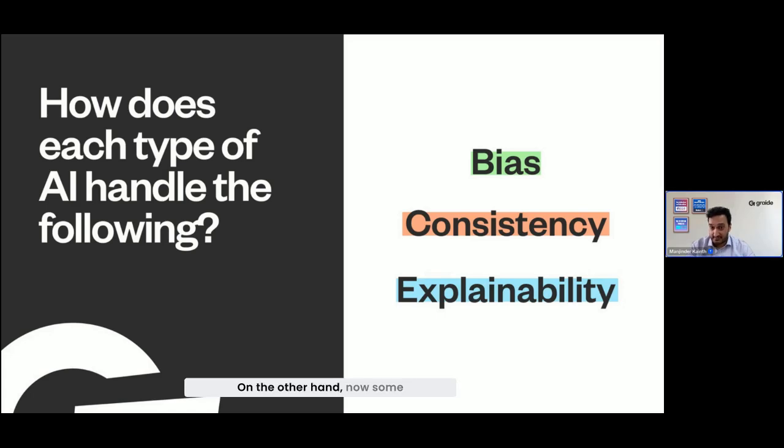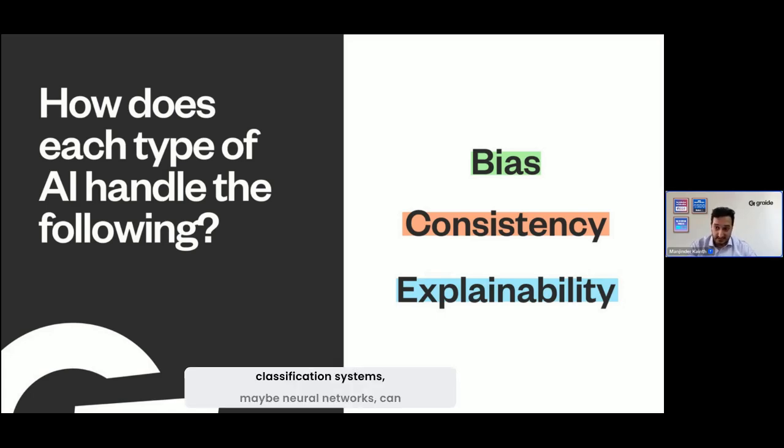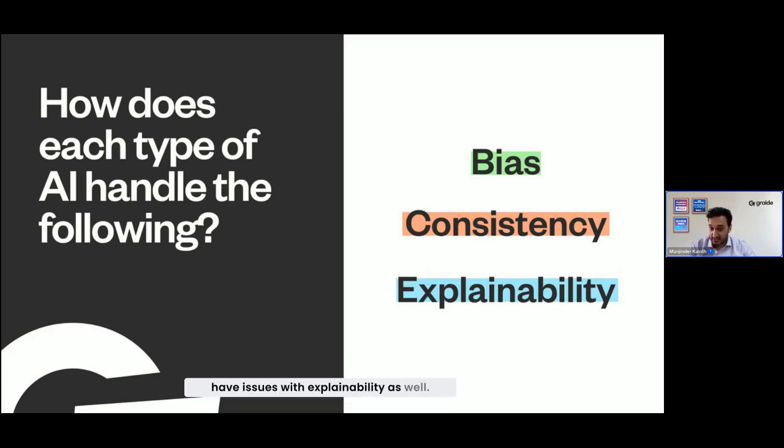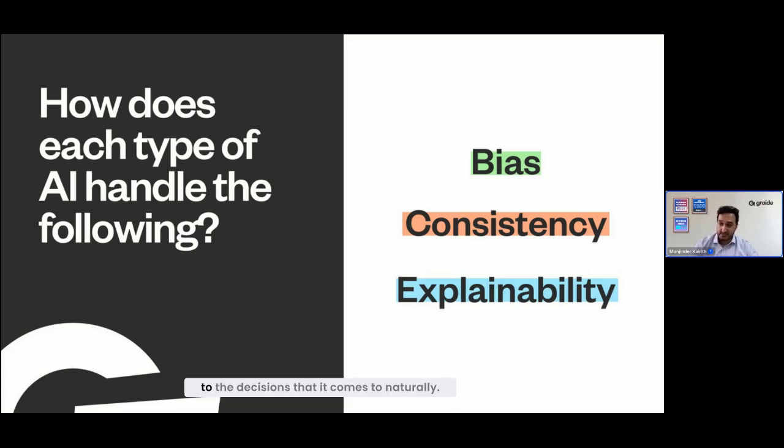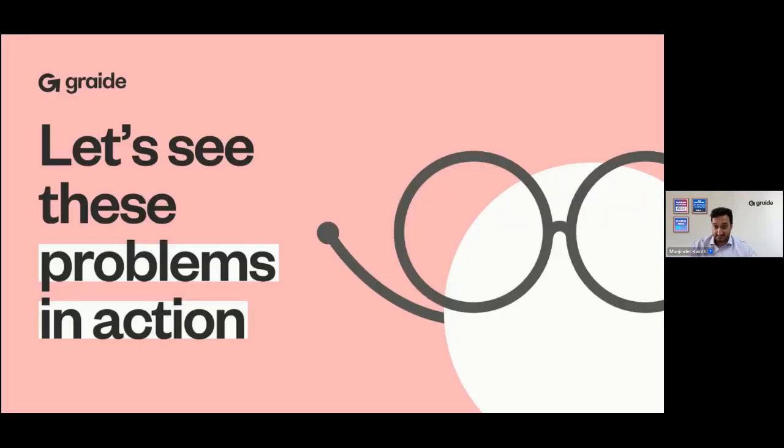On the other hand, some classification systems, maybe neural networks, can have issues with explainability as well. But if you decide to build a classification system appropriately, you can understand why it comes to the decisions that it comes to. So naturally, I guess what I'm saying is, realistically, we shouldn't be using generative AI to do marking.